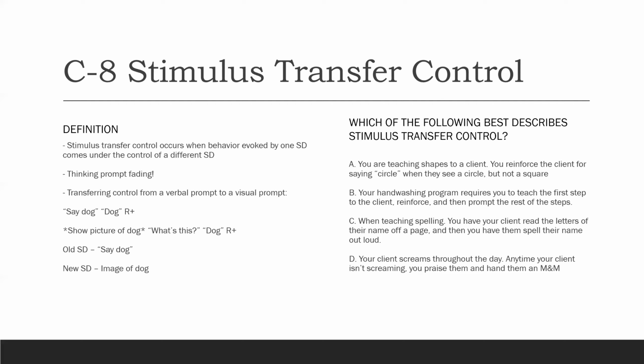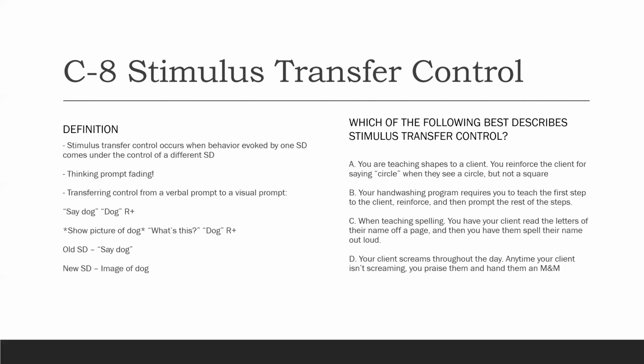I want that behavior to come under the control of a picture of a dog. So next time I show the picture of a dog, I say, what's this? They say dog, I reinforce. The old SD is telling them to say the word dog. The new SD is seeing a dog and saying dog, okay? I've transferred control. And that's really all it is, right? You're just fading prompts, okay, until you get the behavior under stimulus control of your instruction or an SD, okay?